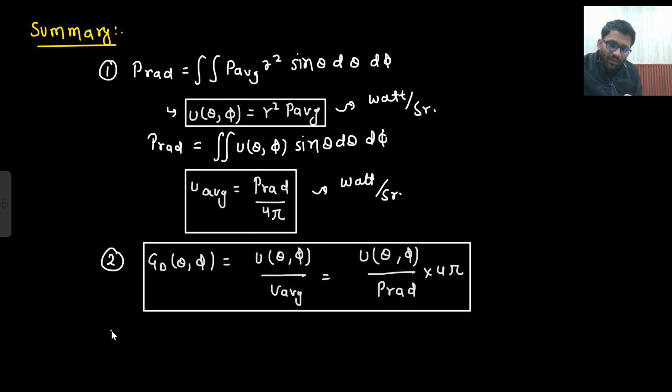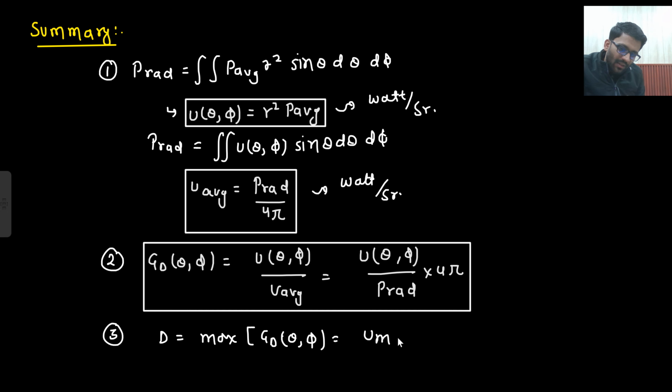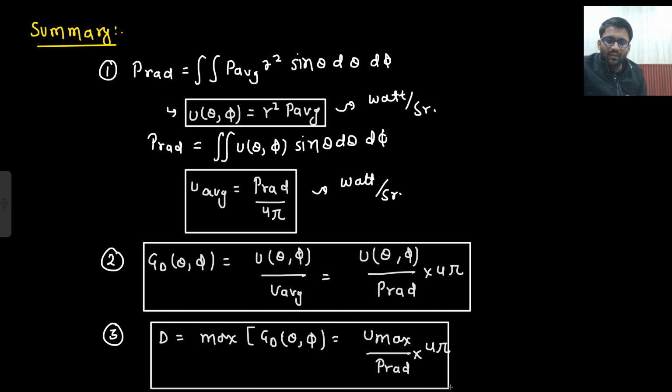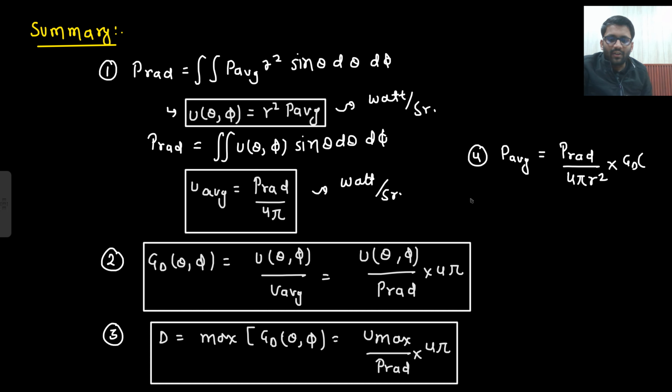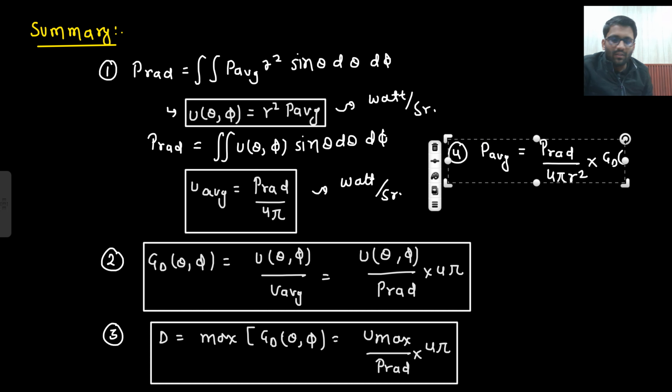Then what is the third thing I need to remember? Directivity. Directivity is nothing but the maximum value of our directive gain. That is the maximum value of radiation intensity divided by average radiation intensity, which is P radiated upon 4 pi. And what was the fourth formula that we studied? If I need to find P average at a distance r from the antenna, then that would be P radiated divided by 4 pi r square, into, I will never forget to multiply the directive gain.